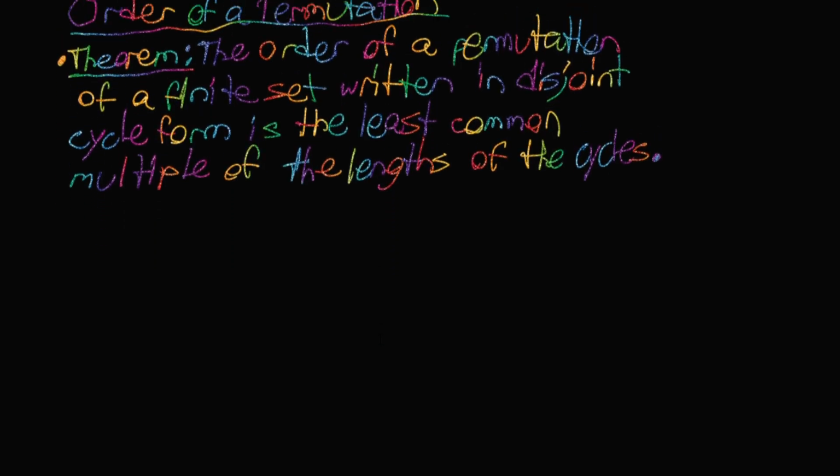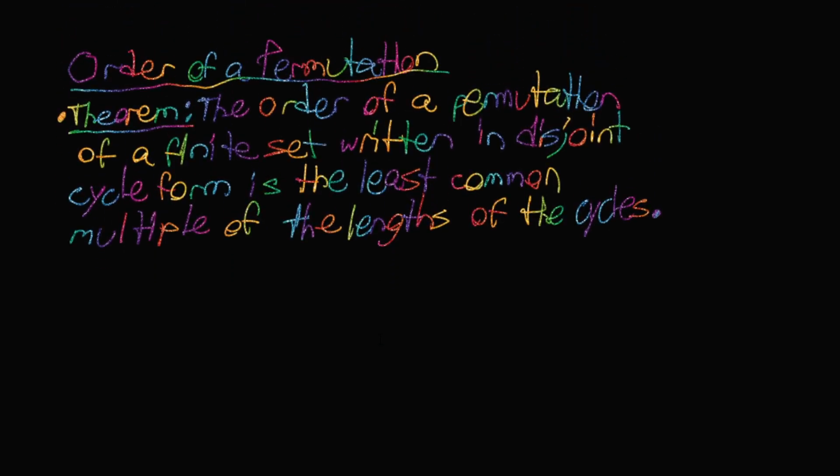All right, the third theorem, we have the order of a permutation. The theorem is the order of a permutation of a finite set written in disjoint cycle form is the least common multiple of the lengths of the cycles. All right, let's look at this proof.